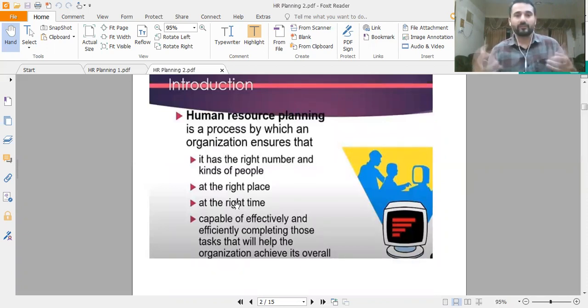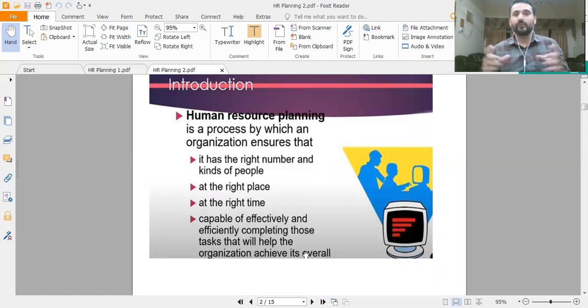Normally 8 hours comes to our mind when we think about a Pakistani organization or context here. So at the right time. It has the right person working at the right place at the right time, and capable of effectively and efficiently completing those tasks that will help the organization to achieve and accomplish its goals.